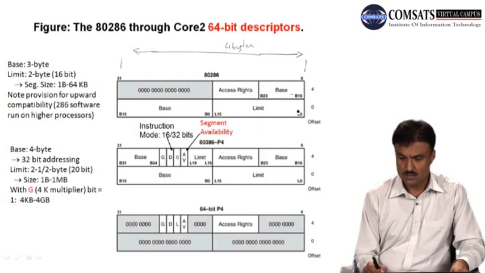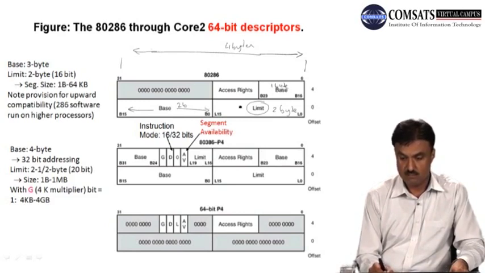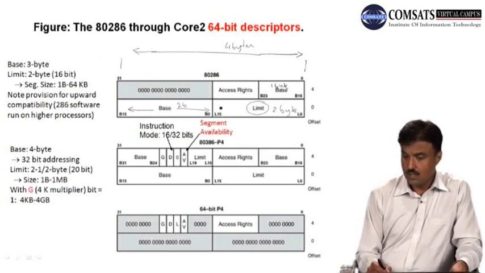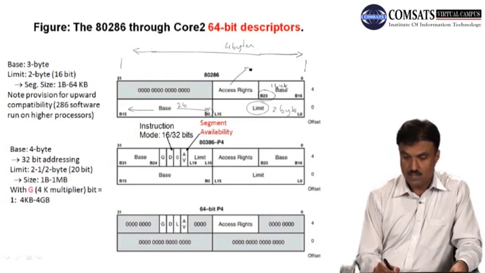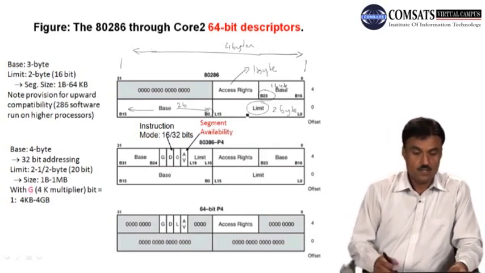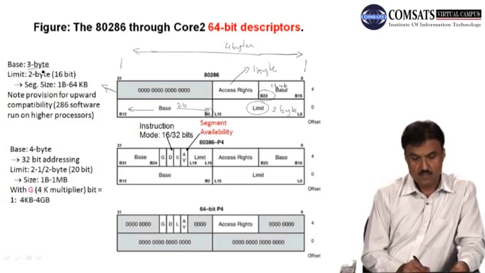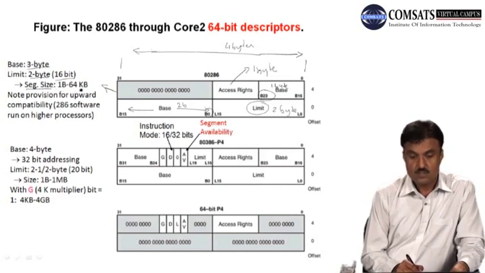The limit is L0 to L15. This is 2 bytes, and the base is 2 bytes here plus 1 byte here. So the complete base is 3 bytes, or 24 bits. These bits are B0 to B23, and the access rights. So this is the complete descriptor. The complete descriptor is 8 bytes: access rights is 1 byte, base is 3 bytes, and limit is 2 bytes long. So we have a base of 3 bytes and a limit of 2 bytes or 16 bits, so the segment size can be 1 byte to 64 kilobytes.